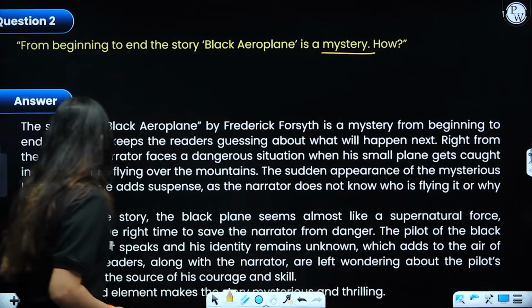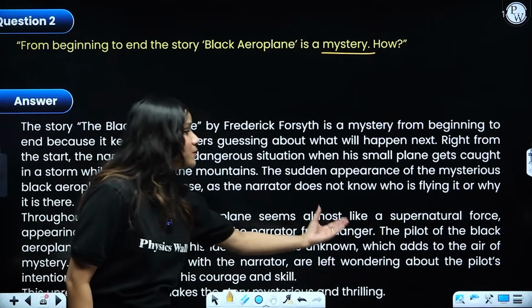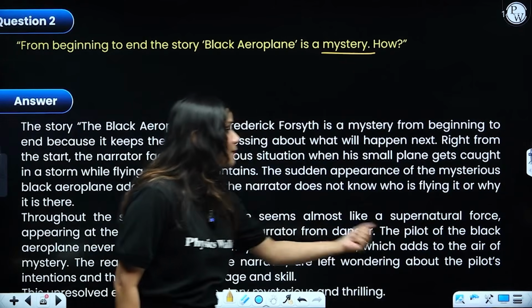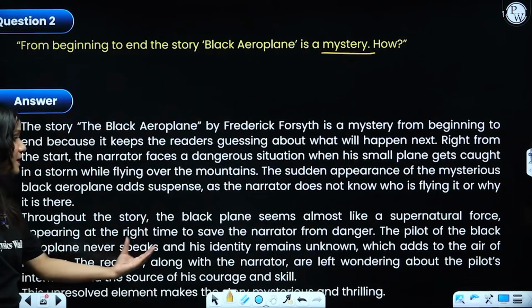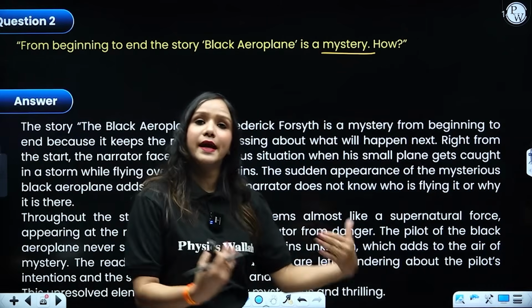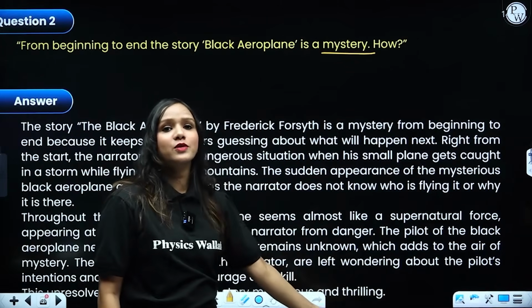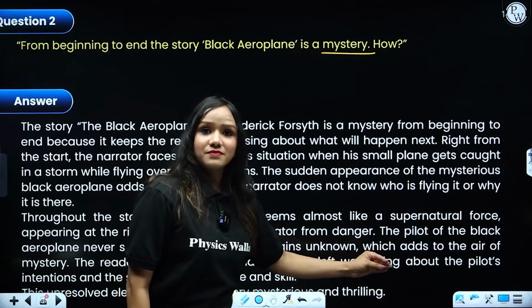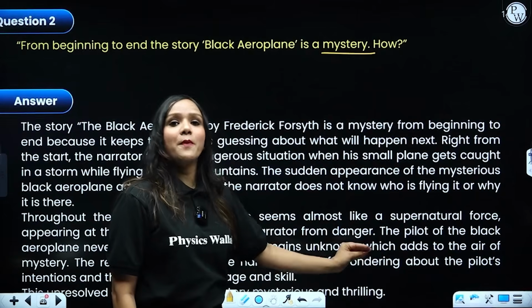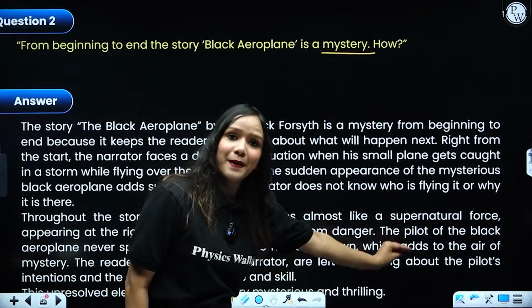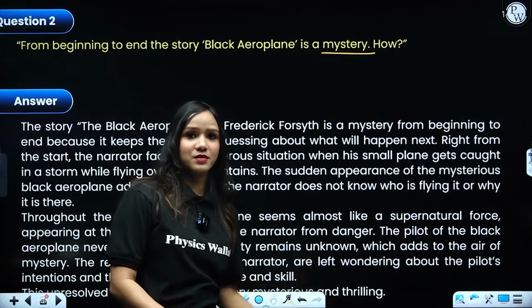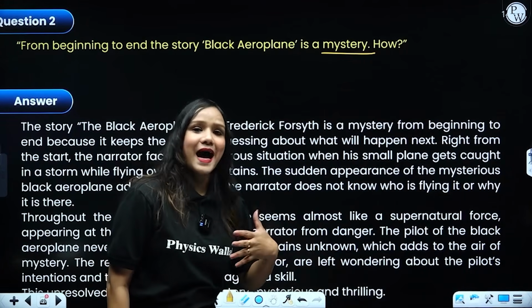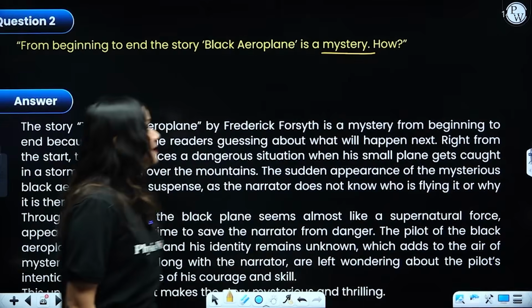So let us know. Throughout the story, the black plane seems almost like a supernatural force appearing at the right time to save the narrator from danger. The pilot of the black aeroplane never speaks and his identity remains unknown towards the end of the story. Till the ending of the story, this mystery remains unfolded. It remains a mystery to the pilot of the Old Dakota DS-08: who was the pilot who kept guiding him, which was the plane, where had it vanished, all things like that, right?